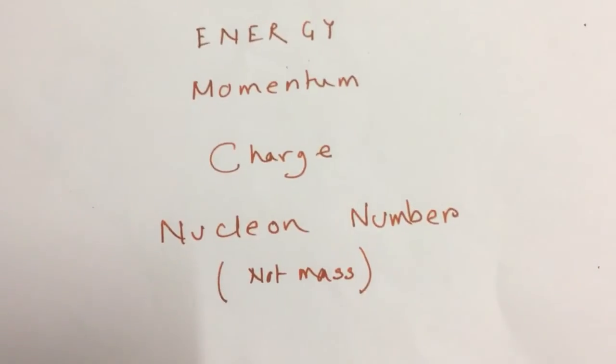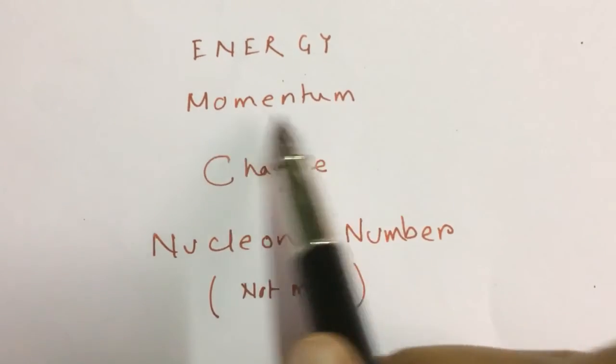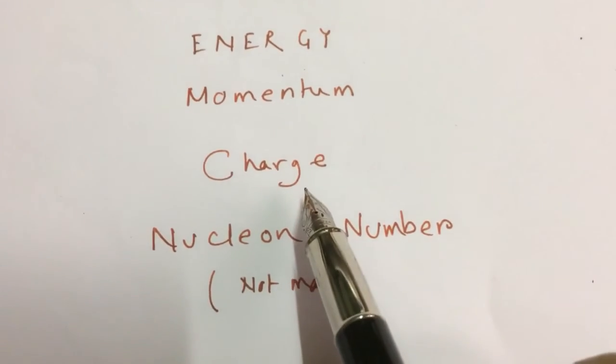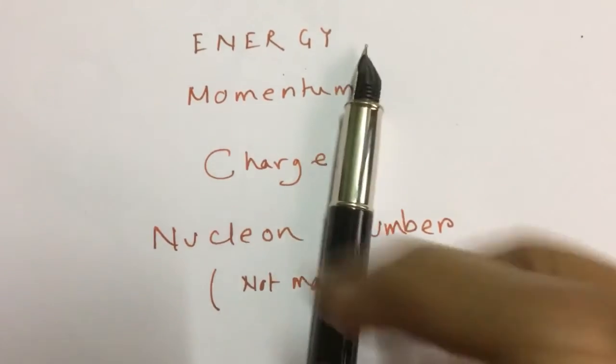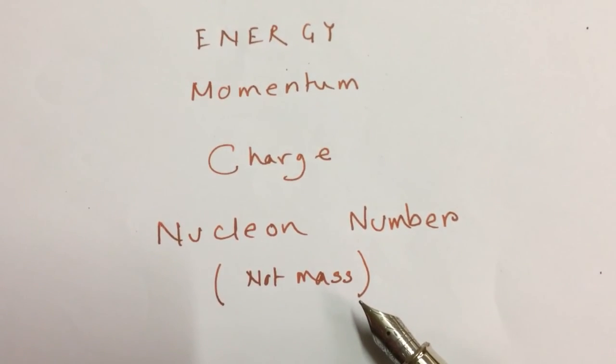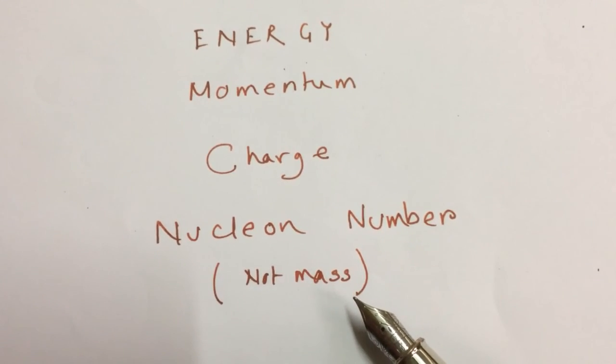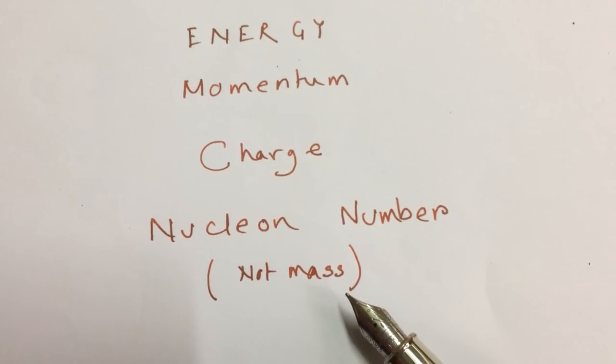In case of radioactivity, some things must be conserved: energy must be conserved, momentum must be conserved, charge must be conserved, nucleon number must be conserved, but mass will not be conserved, as there is a reduction of mass which is transferred as energy, because we know E equals mc squared.